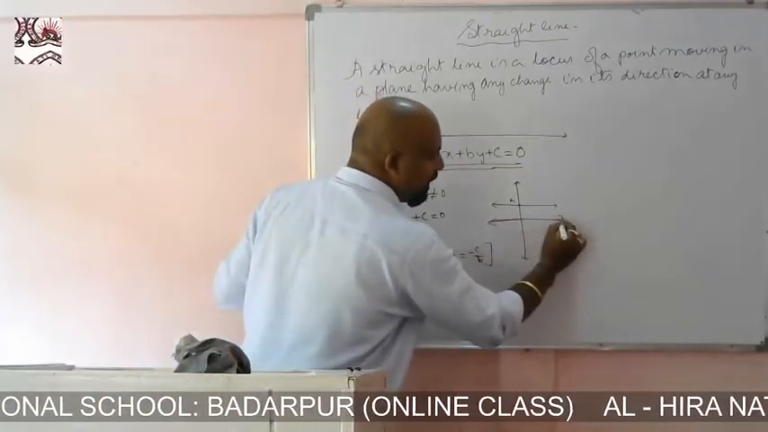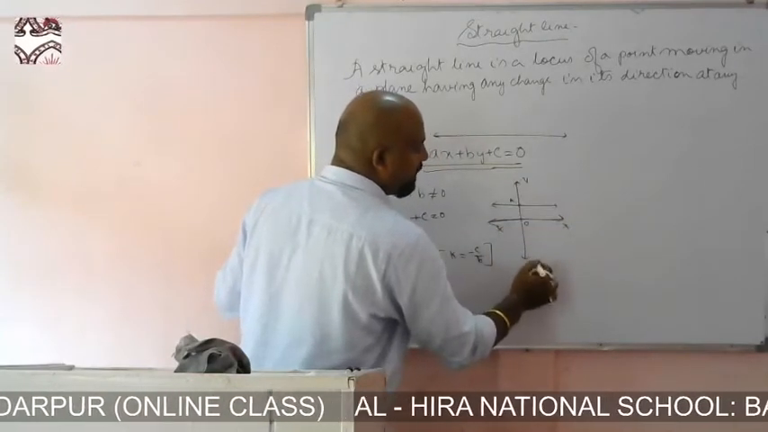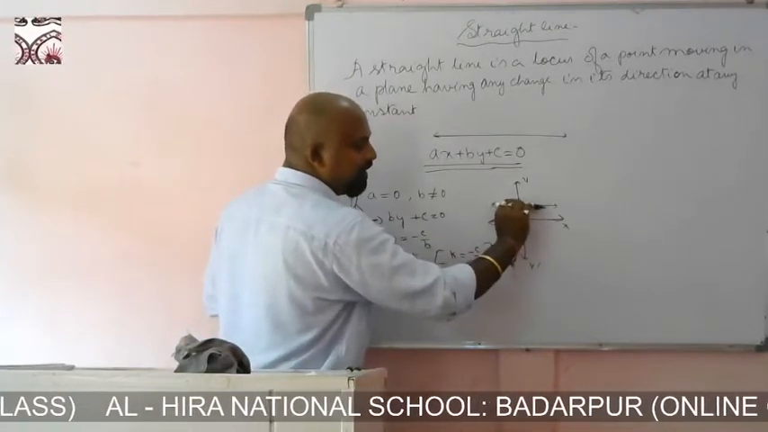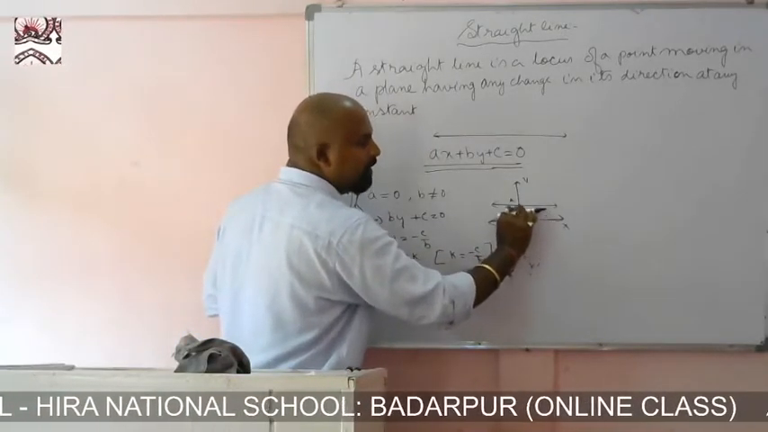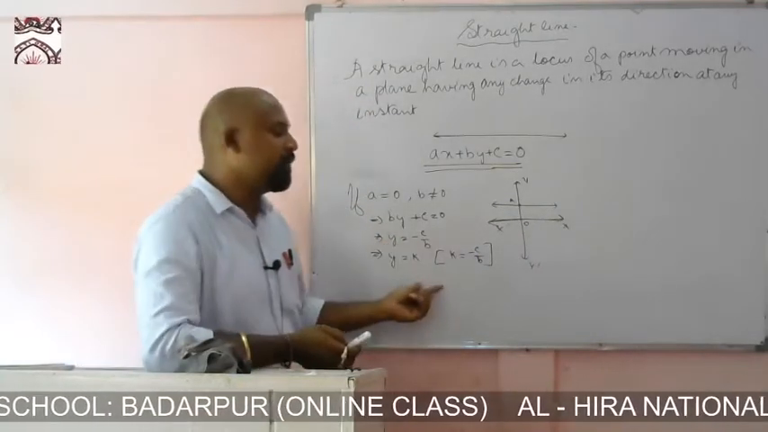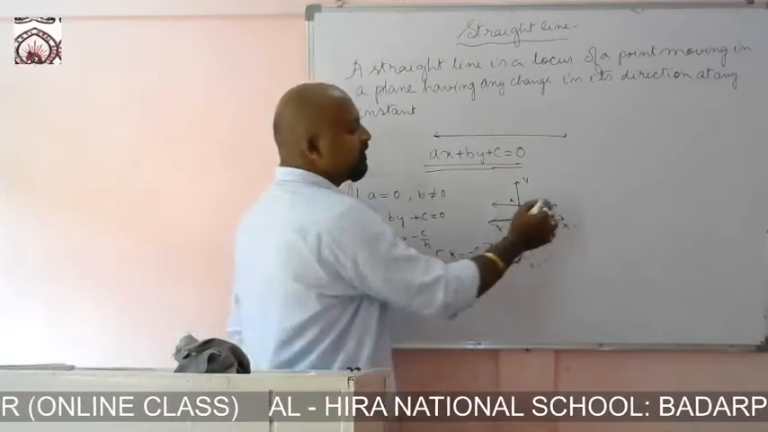This is your x-axis. This is your y-axis. Okay. Then this line will be parallel to which line? This line will always be parallel to the x-axis. This straight line will be parallel to the x-axis. Okay.